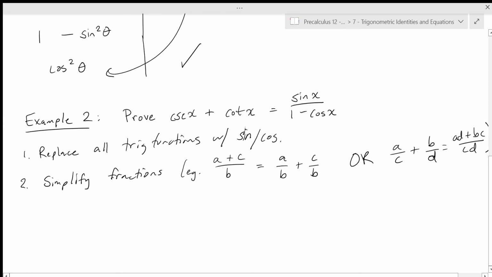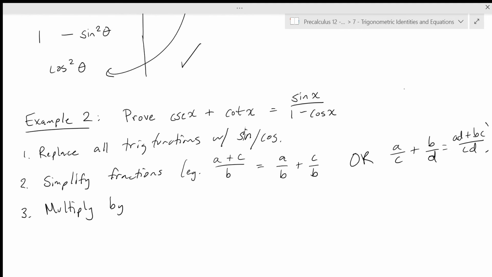Okay, so number 3, which we're going to be using in this case, is multiplying by the conjugate.